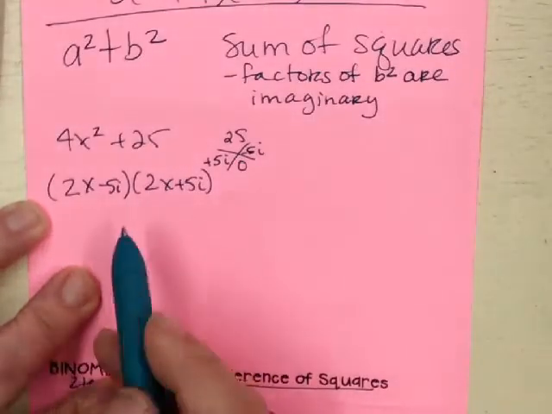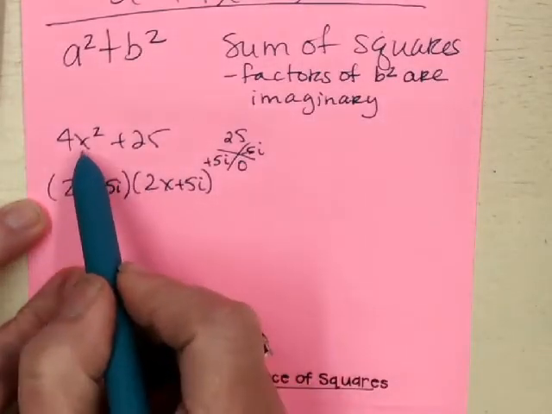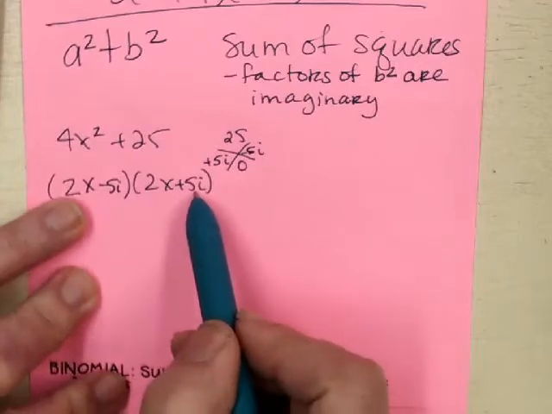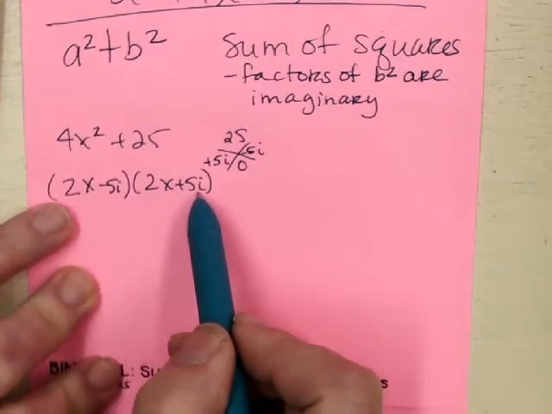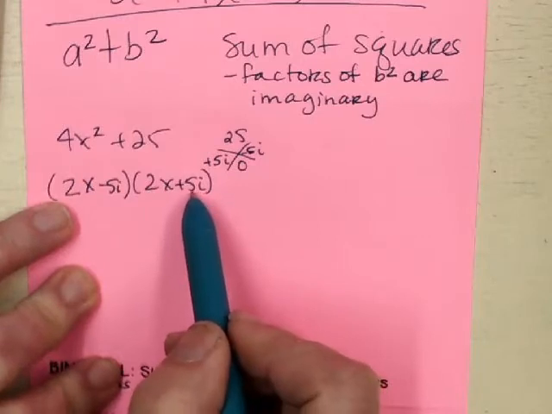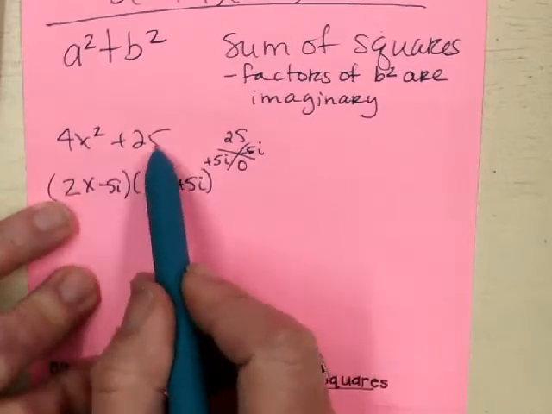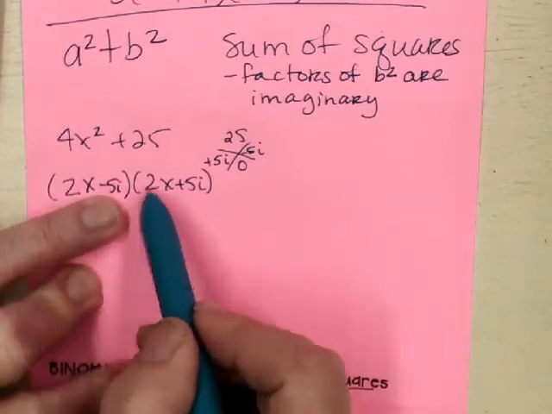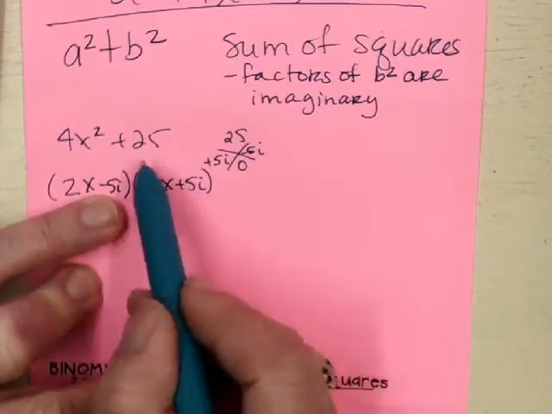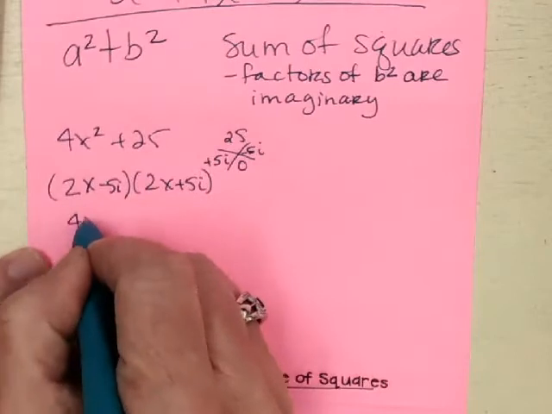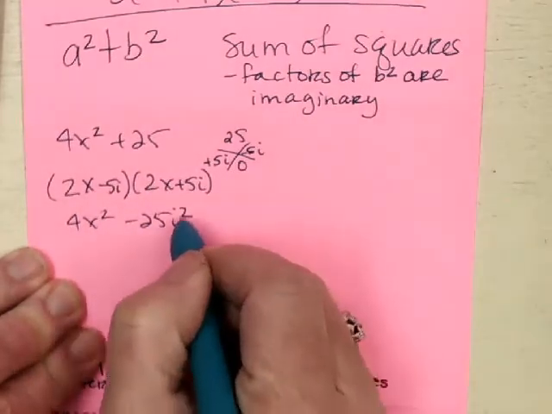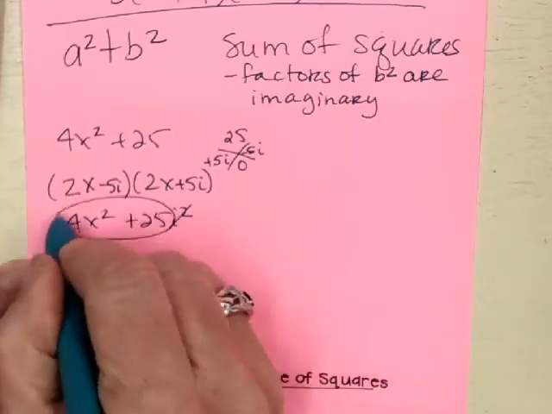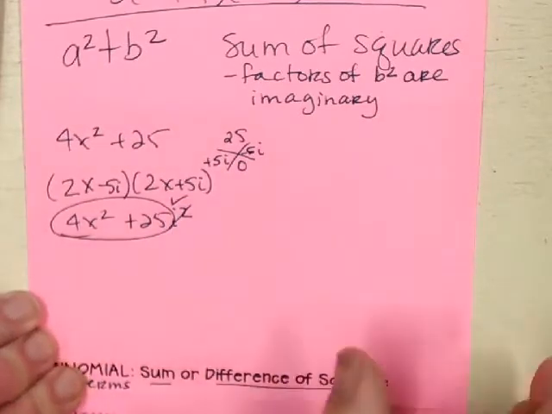If I multiply it back out, 2x times 2x is 4x squared. Negative 10i and positive 10i means that that middle term is 0i, which there's not an i in there. Negative 5i times positive 5i is going to give me negative 25i squared, and the i squared makes that positive. So it checks back out to what I needed.